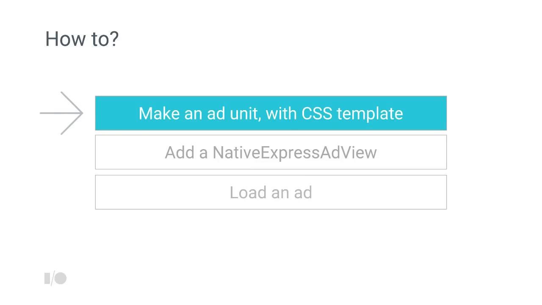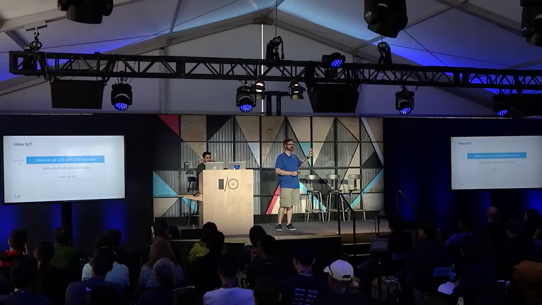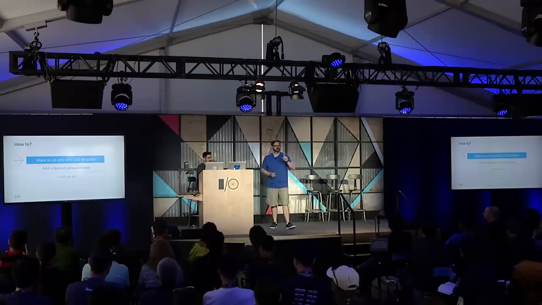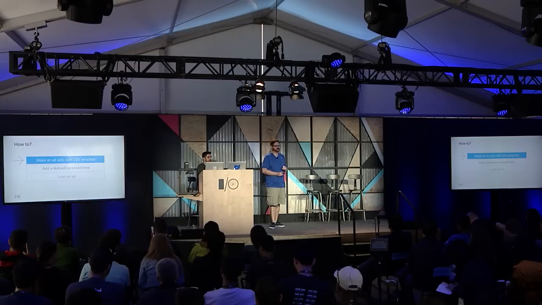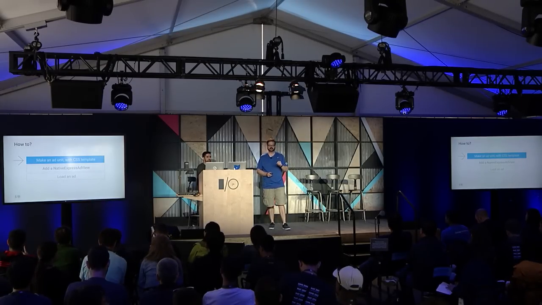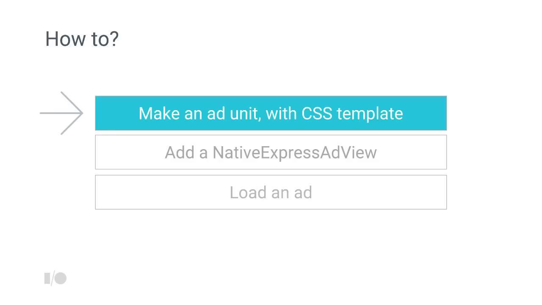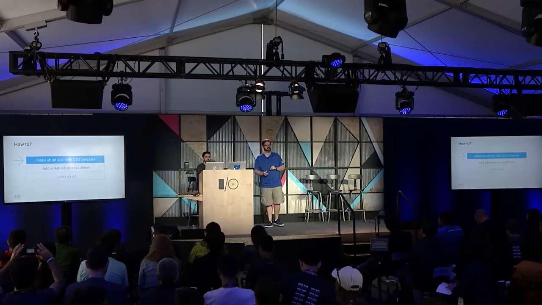And here's the adventure we're going to do. So there's 3 steps to getting a Native Ads Express implementation going in your app. First thing you want to do, you want to make a new ad unit ID with a CSS template. You do that at apps.admob.com. Once you've done that, you go into your app, you add a Native Express ad view to your layout, and then you use that to load an ad. So let's take a look at step 1.